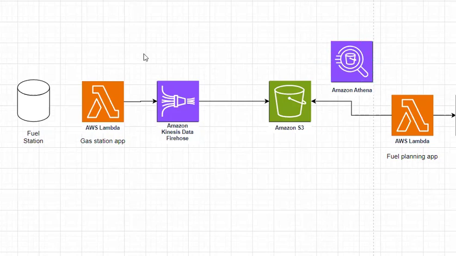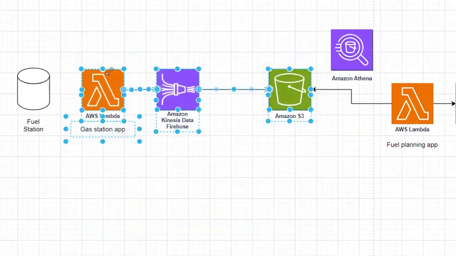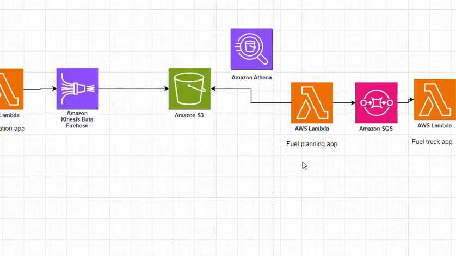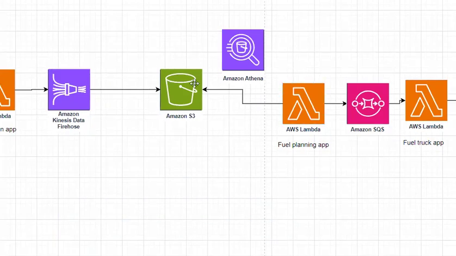Now let's move back to the architecture. We have done up till here, that is, the first three steps are done. Now I want to analyze the data stored in S3 using Athena queries, by using some Lambda code.